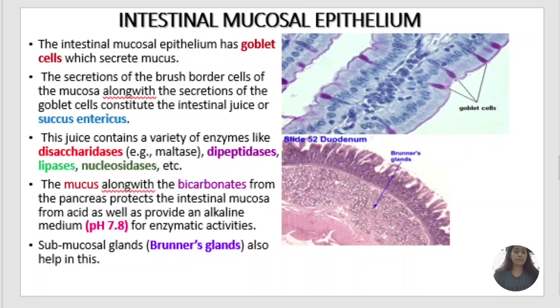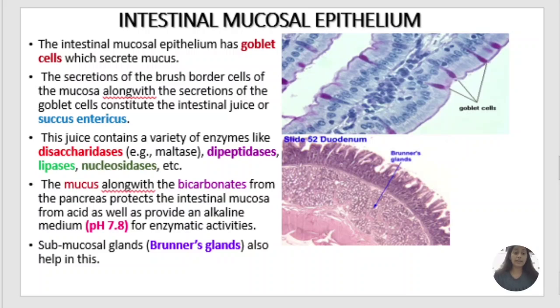So the secretions of the brush border cells of the mucosa along with the secretions of the goblet cells constitute the intestinal juice or succus entericus. So intestinal juice is also called succus entericus. The juice contains a variety of enzymes like disaccharidases, for example maltase, dipeptidases, lipases, nucleosidases, etc.